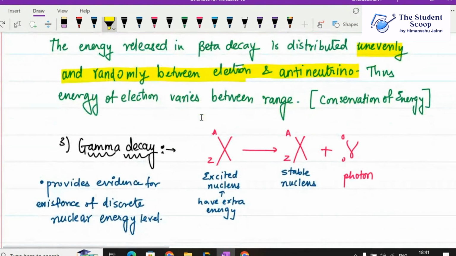And then there is gamma decay. In gamma decay, what happens? There is an excited nucleus. Excited nucleus, I mean to say, it has some extra energy to release, and then there is a stable state of a nucleus. So to achieve a stable state, it releases energy in the form of a photon. So a nucleus can also have a higher energy and lower energy. This was not discovered until beta decay was discovered.